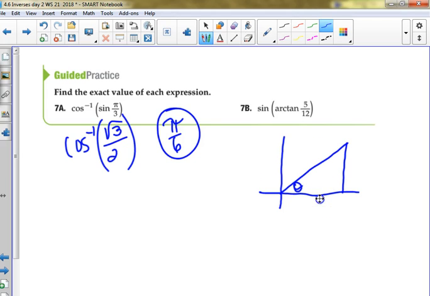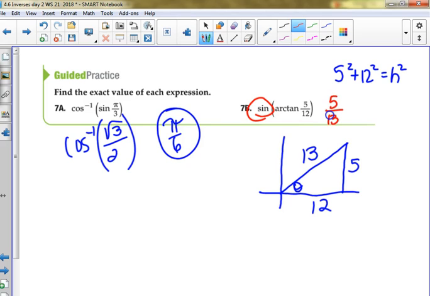Using my little bow tie triangle. This is opposite over adjacent, or y over x. Everybody okay? Pythagorean theorem, anybody know this one? Okay. It wants the sine though. Opposite over hypotenuse, or y over r. Everybody okay? All right.